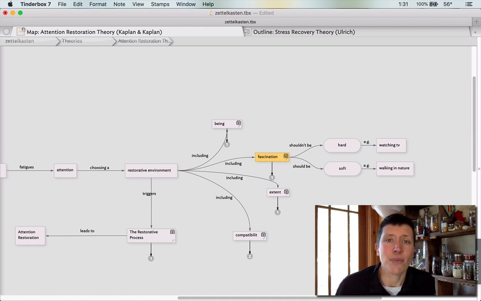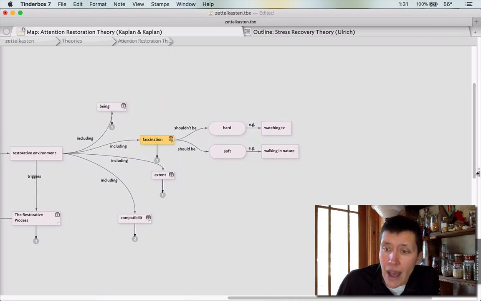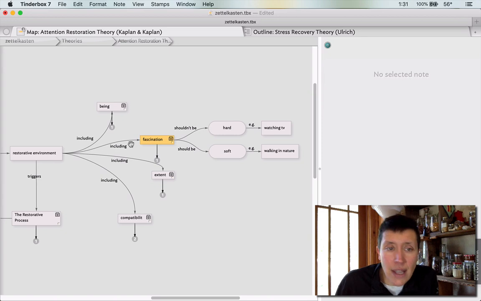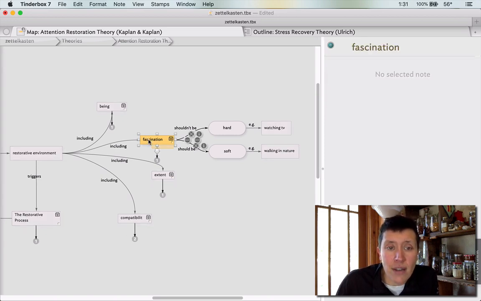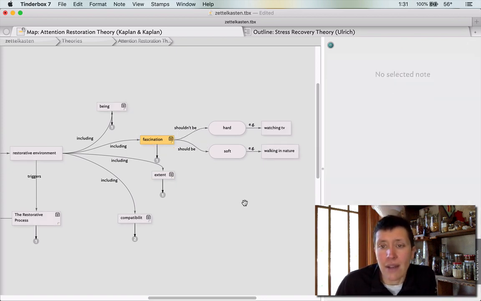Hard fascination being something like a compelling movie or a train wreck, where you're just totally captivated by something, but your attention is actually depleted while you're being captivated by it. So just like with demanding environment, I have created zettels for a lot of these concepts within the larger model. So if I want to understand fascination, then I can read my zettel about it, and years later, hopefully that zettel will be much more nuanced.